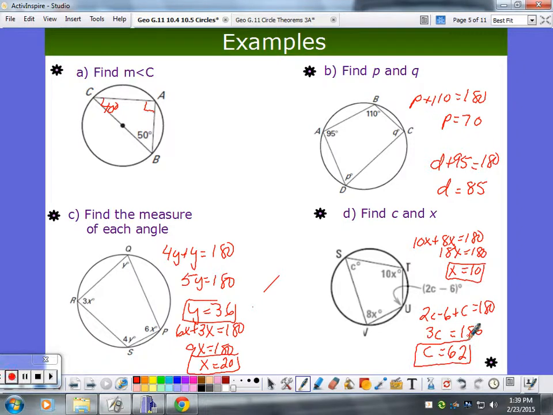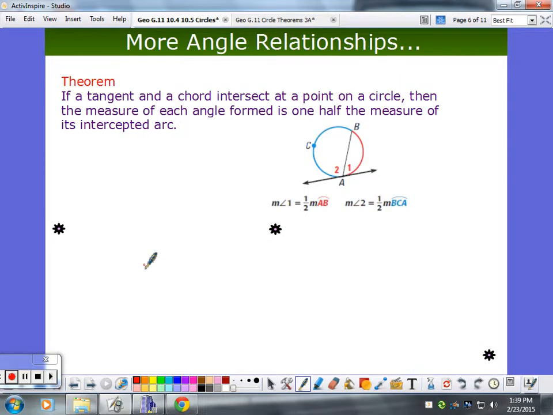Okay. So again, they're not difficult theorems, but we just have to remember what they are. The more you can understand where they come from, the easier it will be to remember them, in case you need to rediscover them. So, new theorem. This one is slightly trickier than the other. Might be a little bit harder to see. If a tangent and a chord, so here's a tangent, here's a chord, intersect at that point of tangency on the circle there, then the measure of each angle formed is half the measure of its intercepted arc.